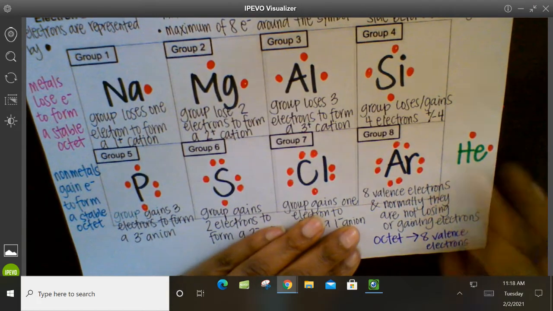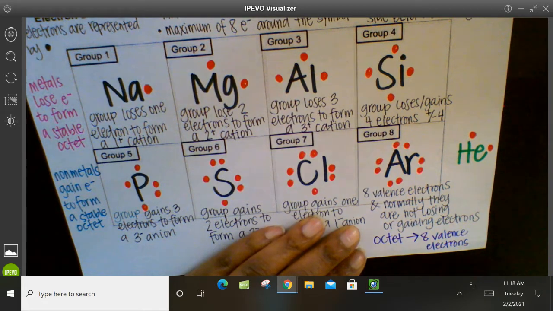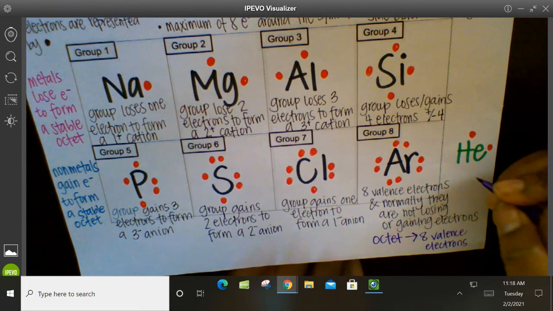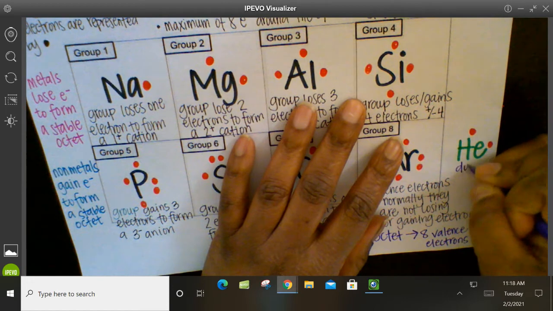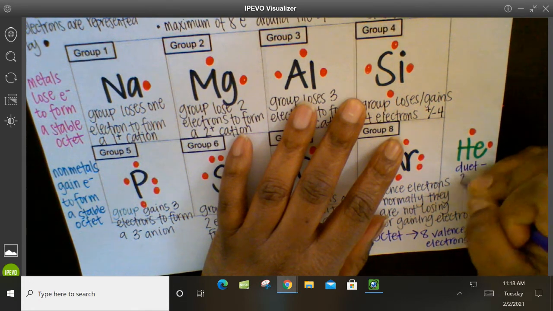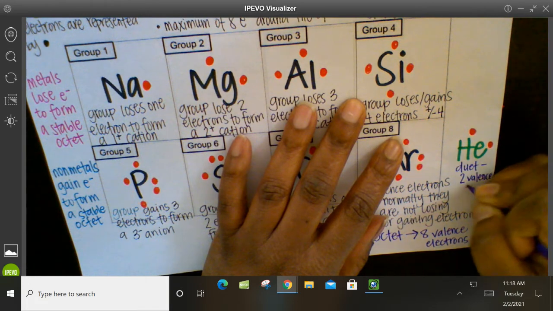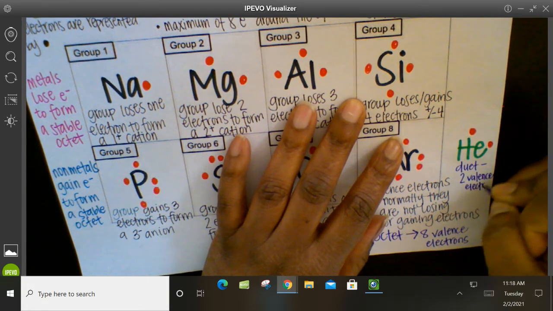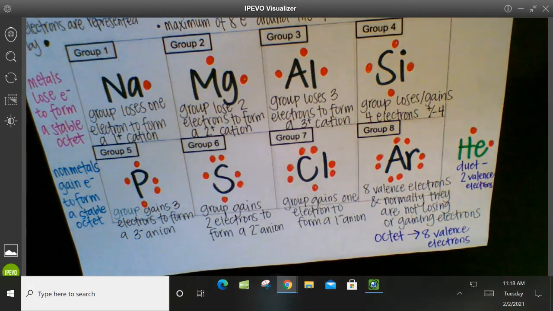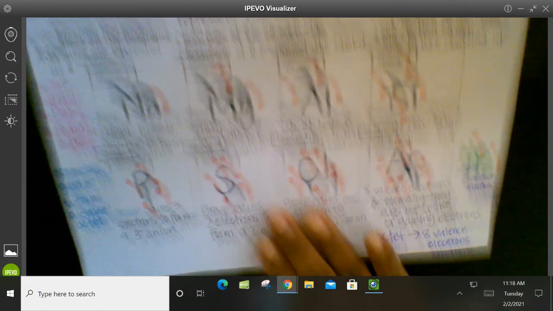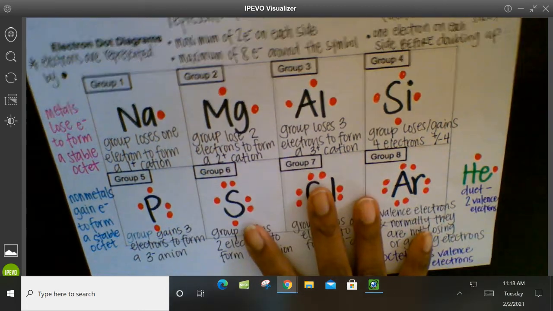And I don't want to forget about helium over here. Helium will never achieve an octet because it will not get 8 valence electrons, but it will achieve something called a duet, which would be 2 valence electrons. Okay?